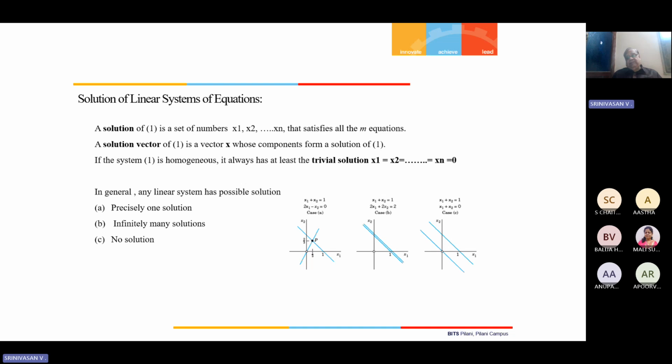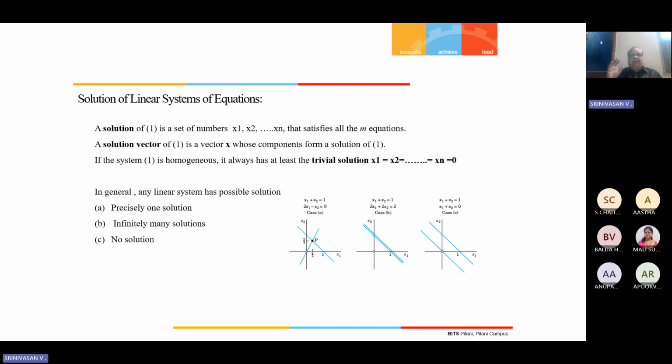A solution of the system of equations is a set of numbers x1, x2, ..., xn that satisfies all the m equations. Very well, then only it becomes a solution. A solution vector of 1 is a vector x; when you take the components x1, x2, ..., xn together as a column vector, it is called a solution vector, whose components form a solution of 1. If the system 1 is homogeneous, it always has at least the trivial solution. So if the right hand side constants are all zeros, the system is called a homogeneous system.